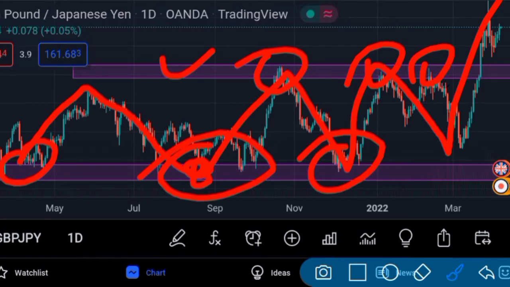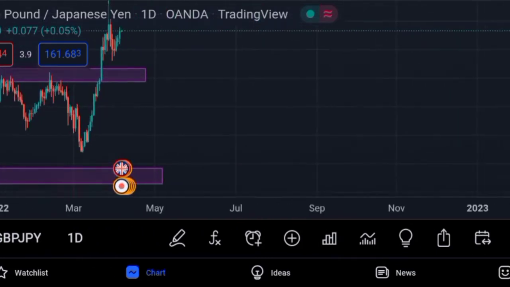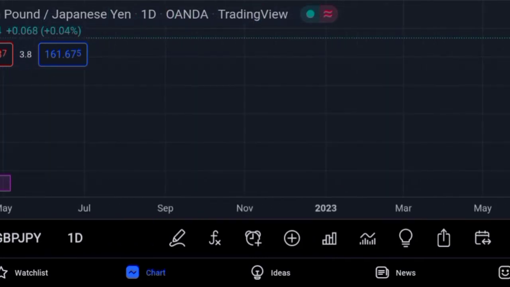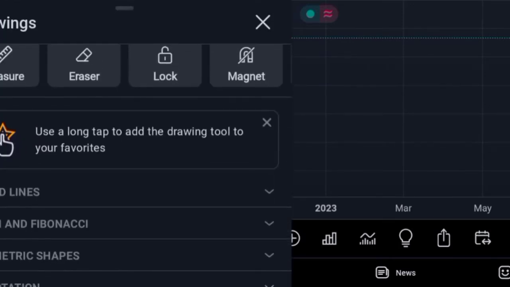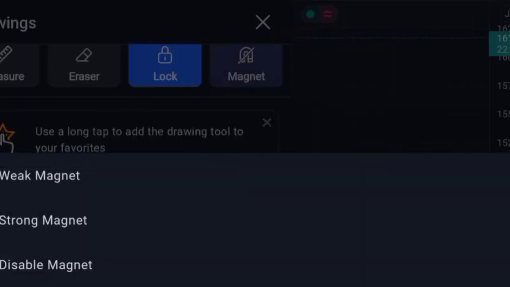Now, I said something the other time in one of the videos, so let me shift a little bit. I said that I trade just the touch. Let me show you. Strong magnets. Okay, strong magnet.